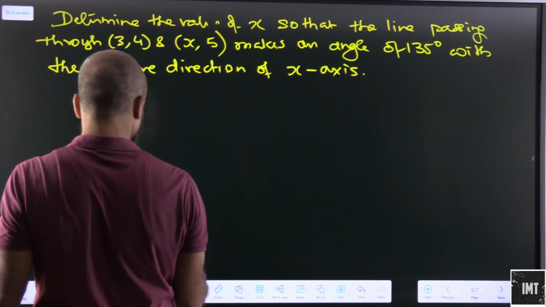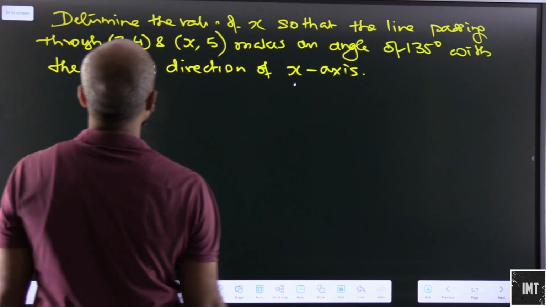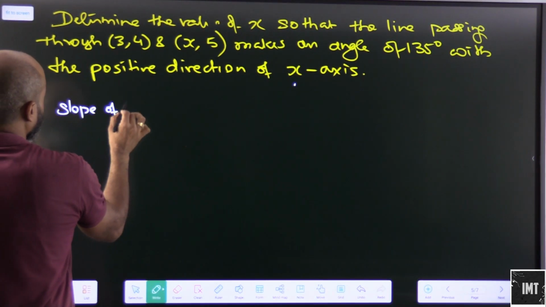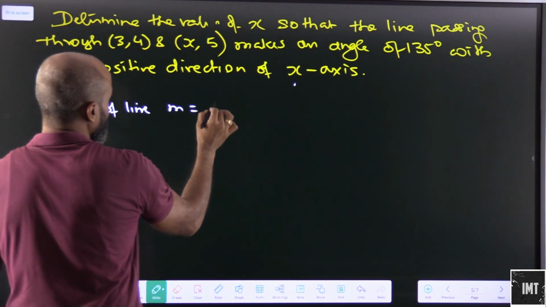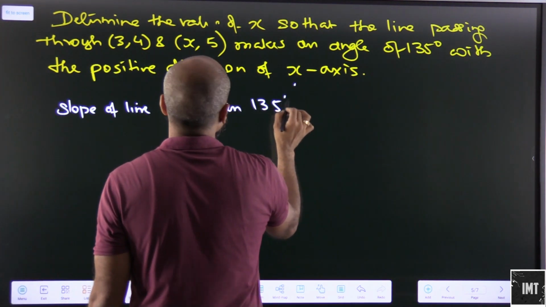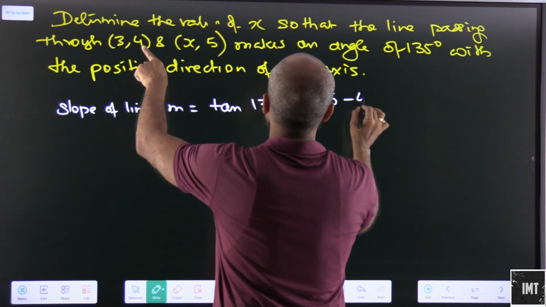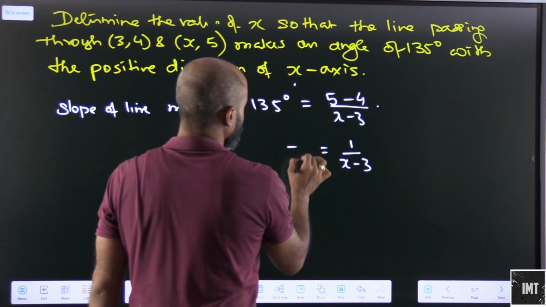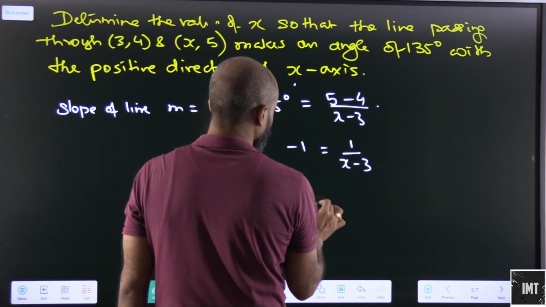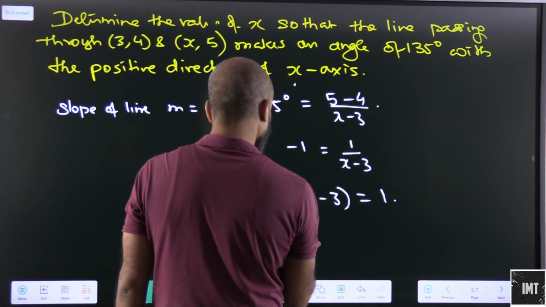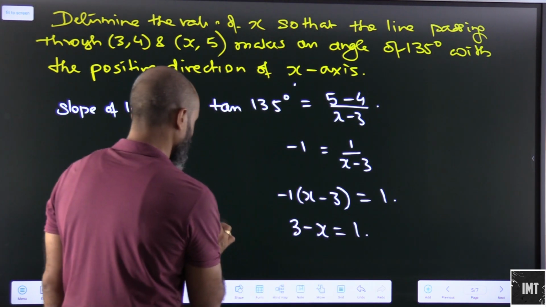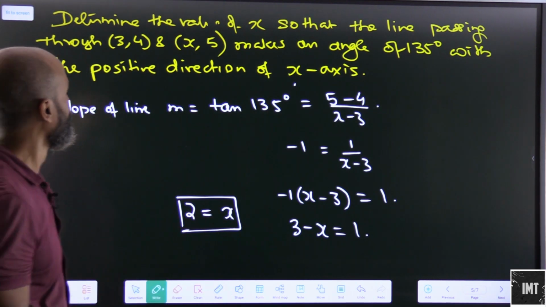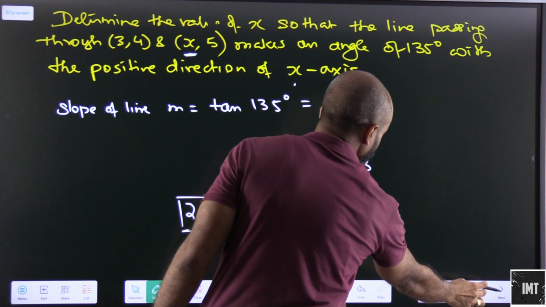So this is 5. It makes an angle of 135 degrees with the positive direction of the x-axis. So the slope of the line, m, will be equal to tan 135, that will be equal to (5 minus 4) upon (x minus 3). So that's going to be 1 by (x minus 3), and this is minus 1. So this will be minus 1 into (x minus 3) is equal to 1. So this will be 3 minus x is equal to 1. So this will give x is equal to 2. Okay, so that's the value of x that we needed to find out here.